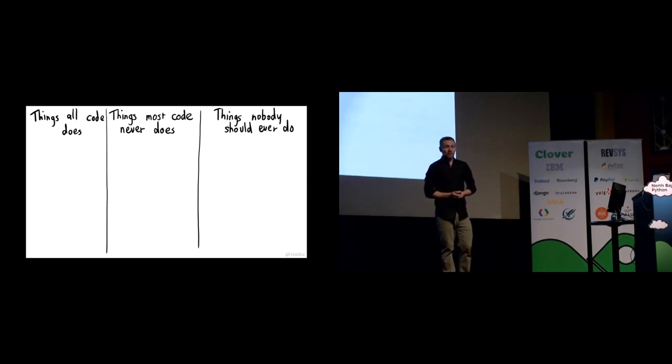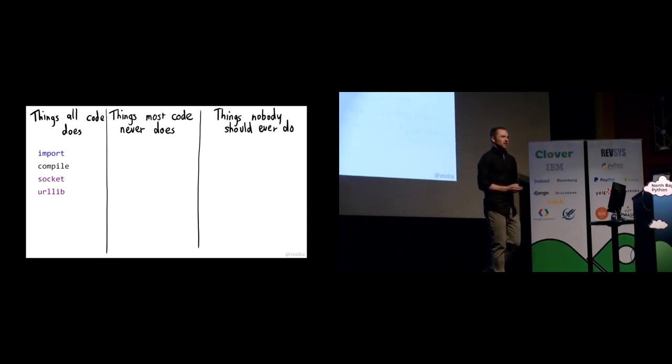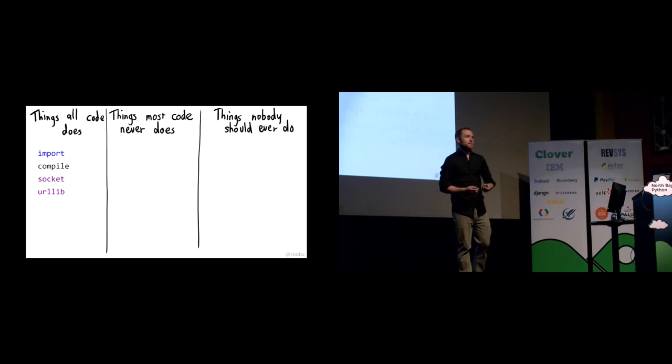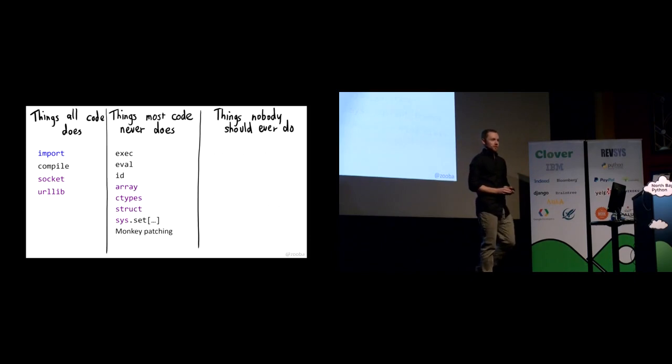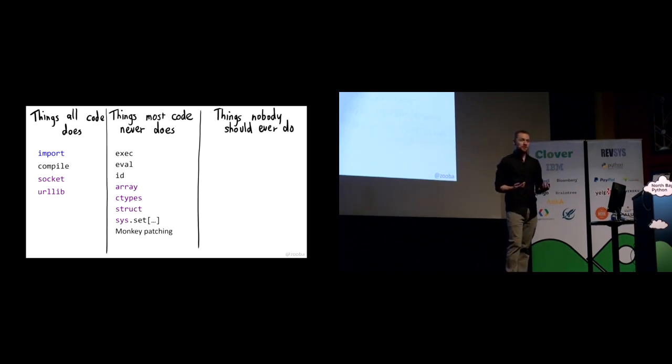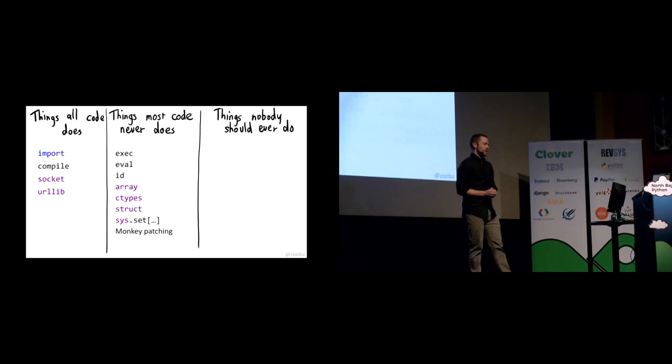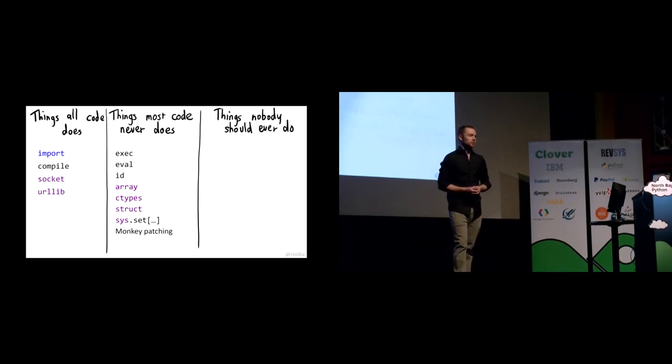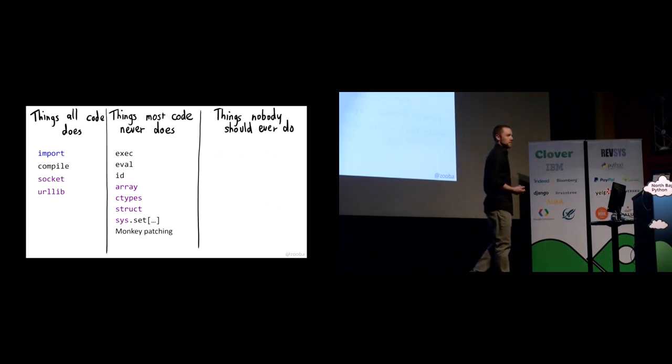So what kind of events do we trigger on? I've broken down into three categories here. There's things that all code does. You will get thousands and thousands of these events because everyone imports, everyone compiles. Not everyone should use sockets, but eventually you do, and everyone's going to use urllib at some point. There are things most code never does. You'll be interested in these events when they show up, but they will show up from time to time. Exec, eval, ctypes, struct, monkey patching can also be logged because we can raise events when you set an attribute on a type object, when you set an attribute on a module. And this is really important for detecting if someone's trying to bypass your detection.